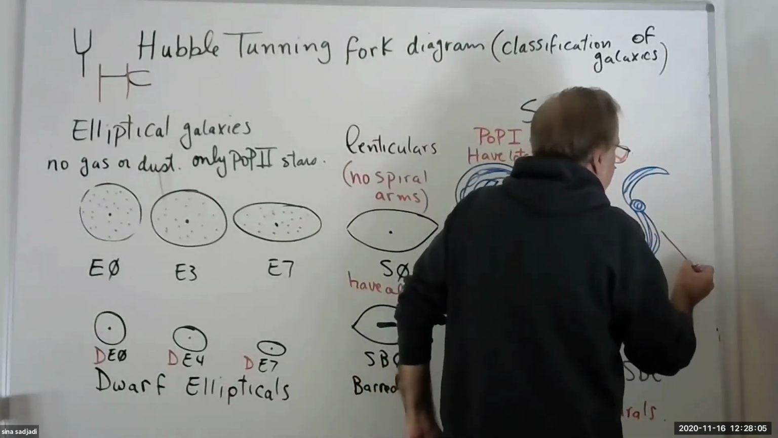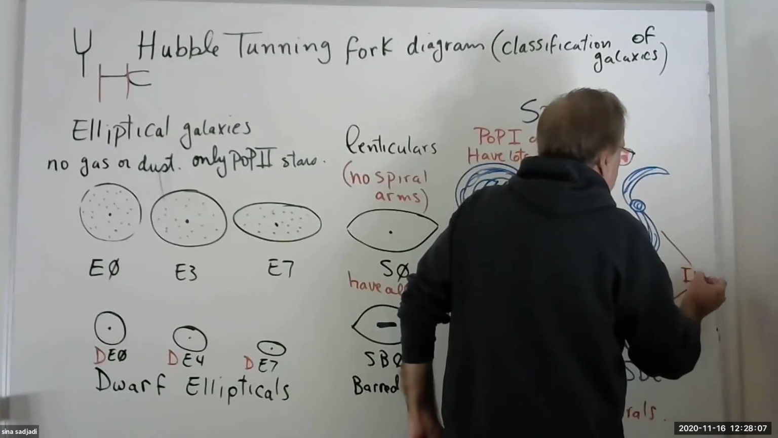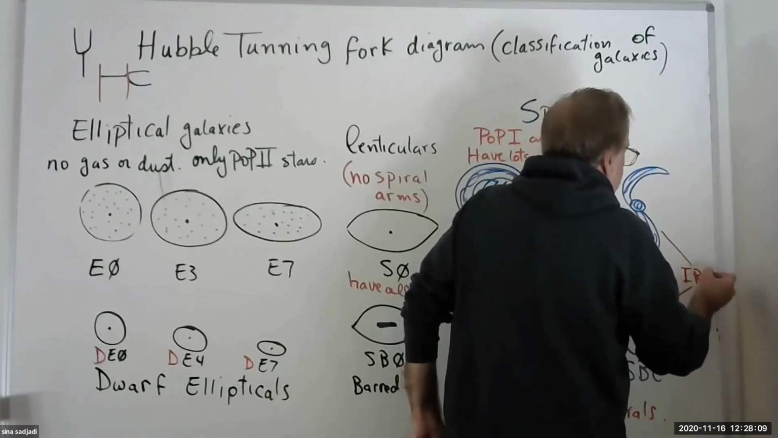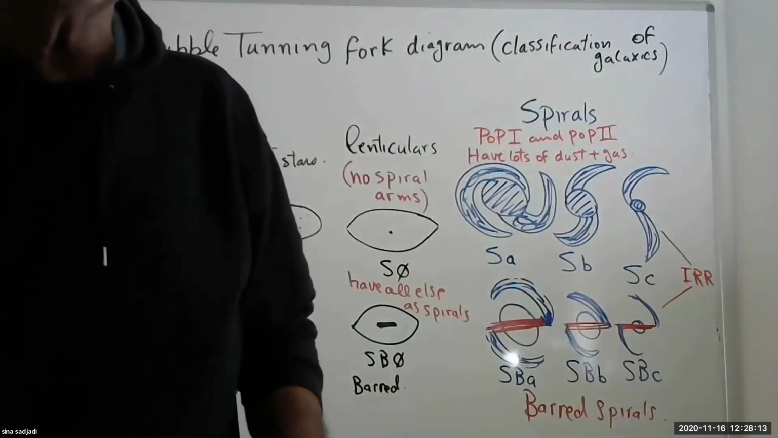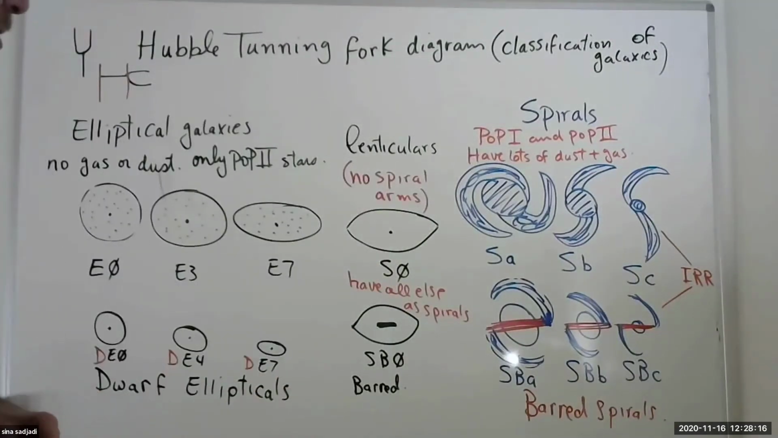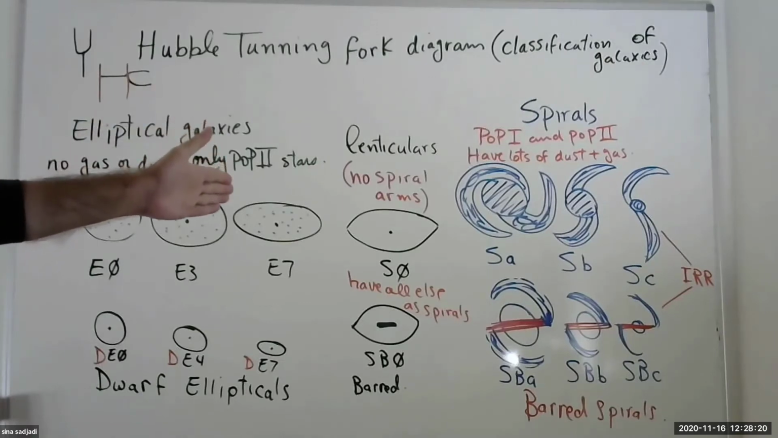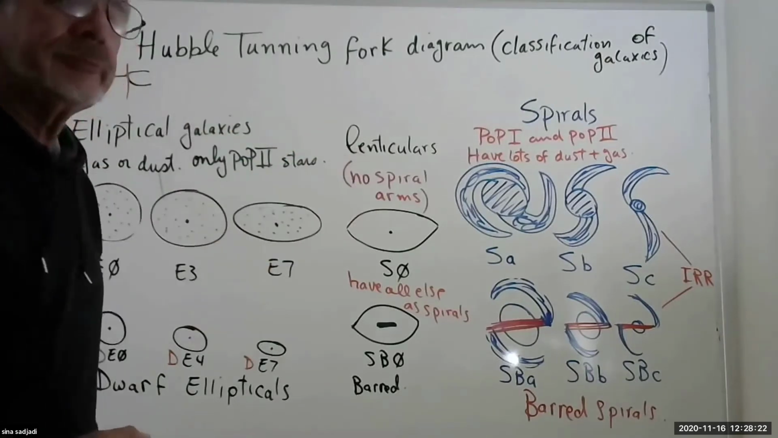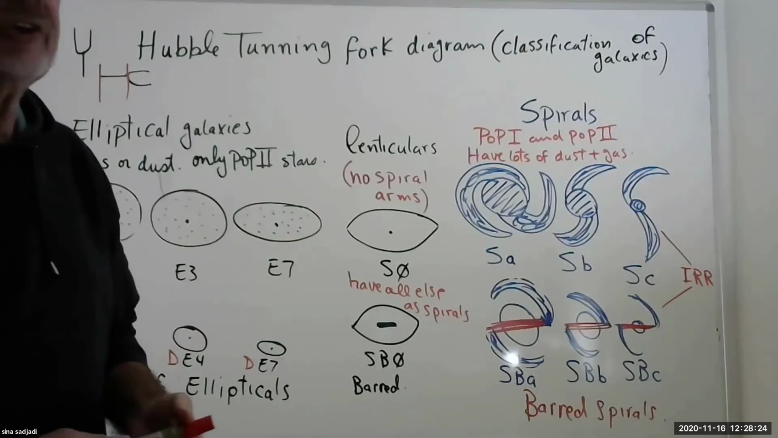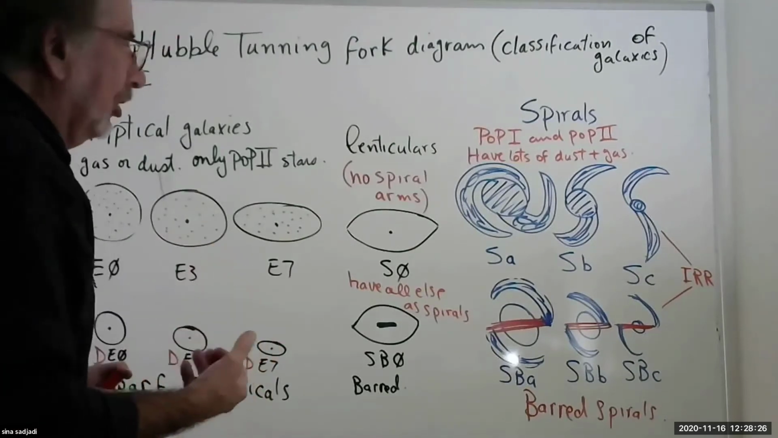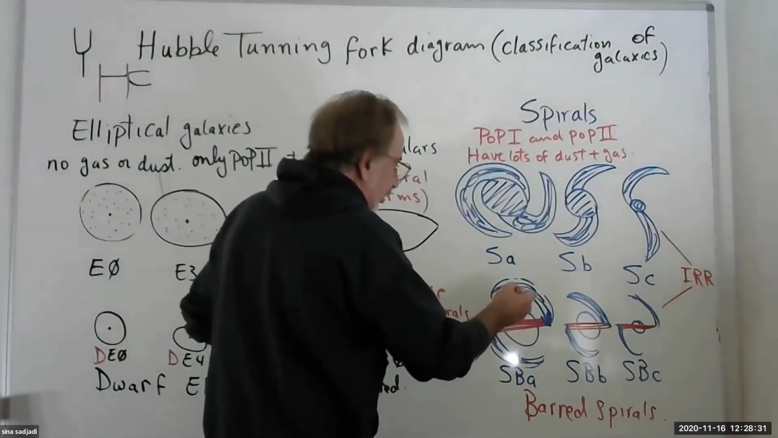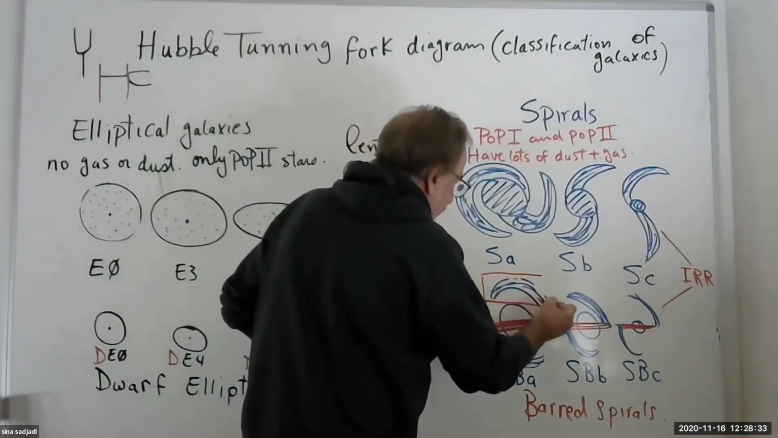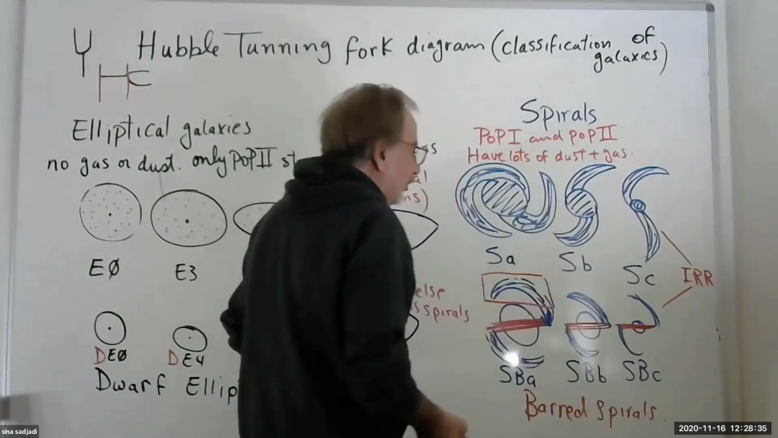And here we have IRR galaxies. IRR galaxies are irregular galaxies. Irregular because they're not like ellipticals, they're not like lenticulars, and they're not like spirals. If you take just a chunk of the spiral arm here, that's what the irregulars look like.